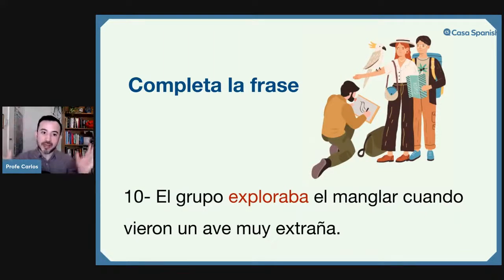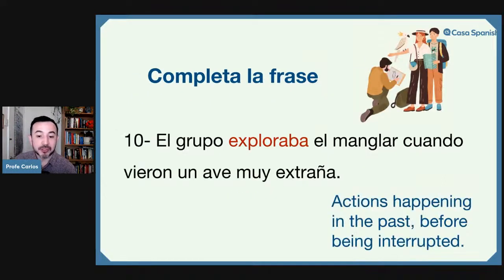As you know, you have the subject el grupo, even if it's a group of people, but it's still singular, such as family and manada, all these kind of words. El manglar, the mangrove. I like that ecosystem, so that's why I used it. El grupo exploraba el manglar cuando vieron un ave extraña. And of course, we're talking about actions happening in the past before being interrupted. Very good. Continuamos.